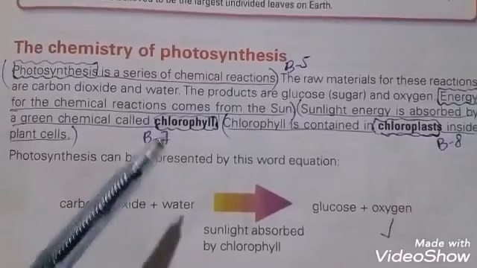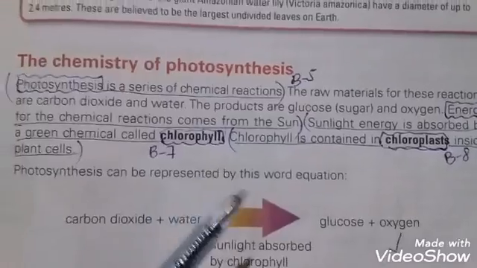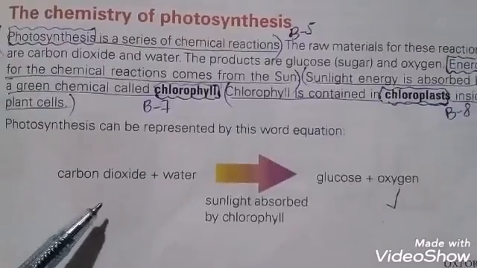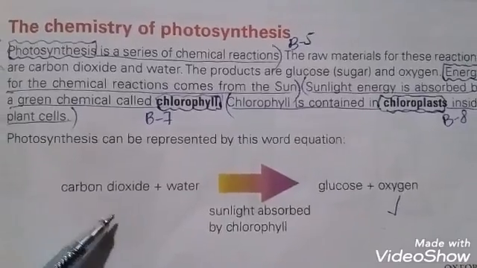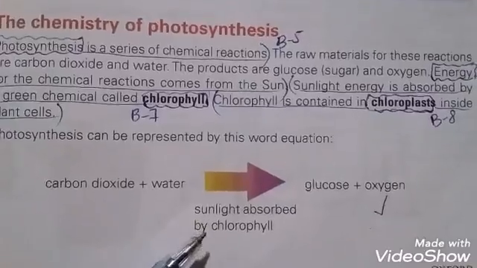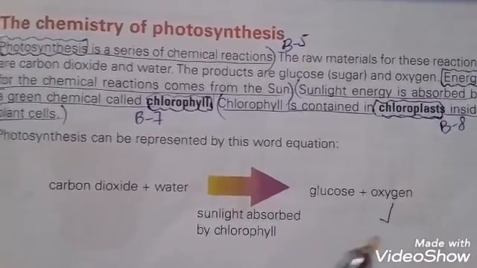But the major role is played by chlorophyll, which is present in the leaves, and it is a chemical pigment. So photosynthesis takes place during a chemical reaction where carbon dioxide and water combine in the presence of sunlight and chlorophyll and produce glucose and oxygen.